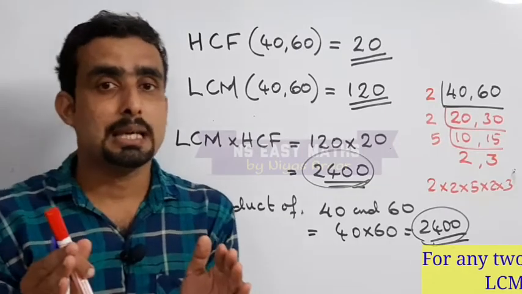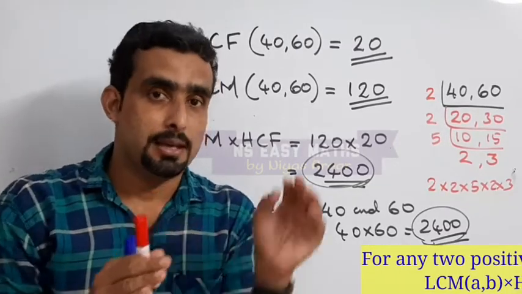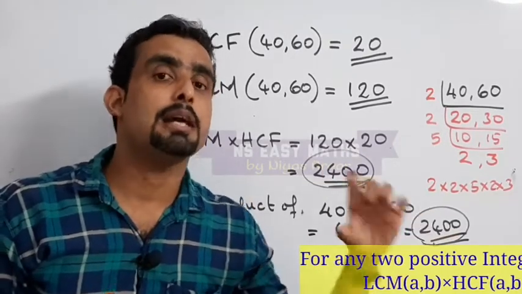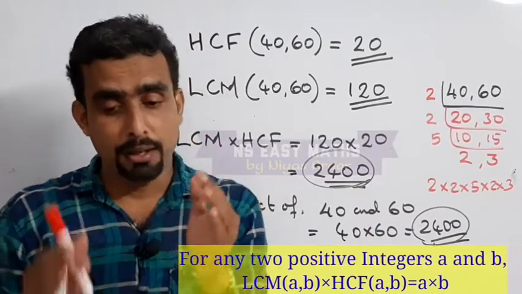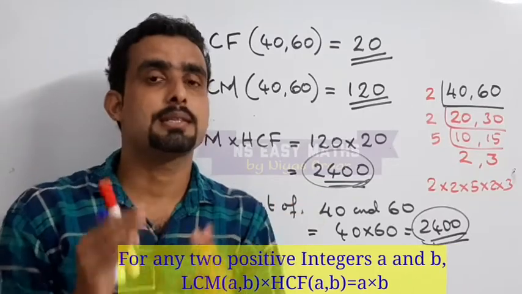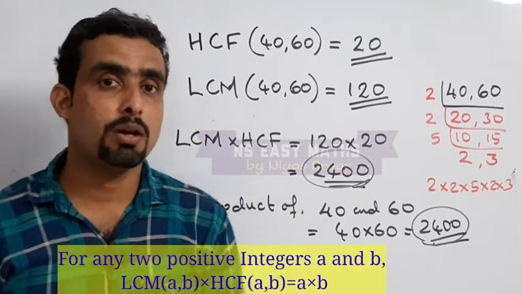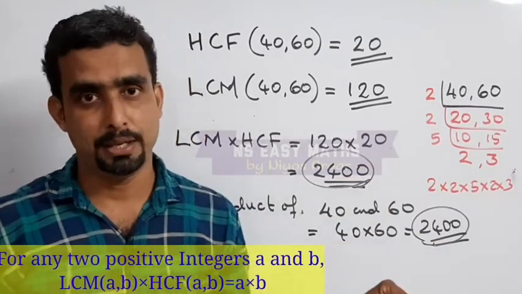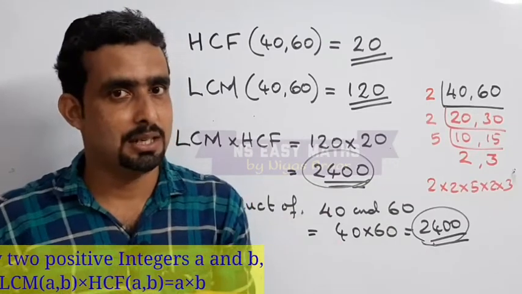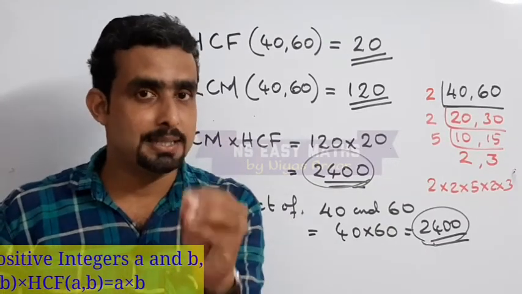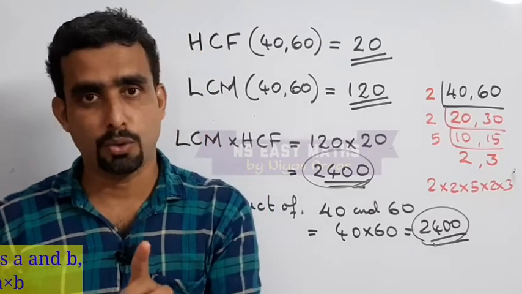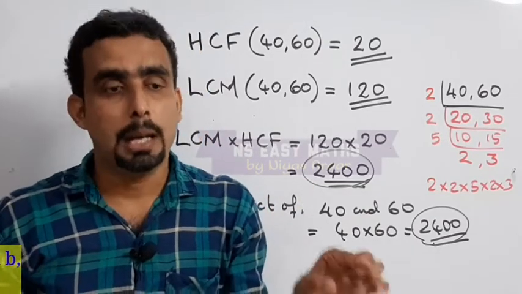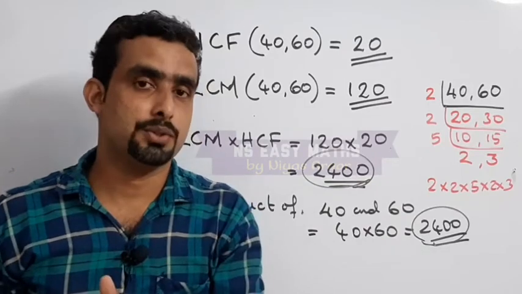So LCM of A comma B into HCF of A comma B is equal to A into B, right? By using this connection, we can find the LCM if the HCF is given, and also if the LCM is given, by using that we can find the HCF.